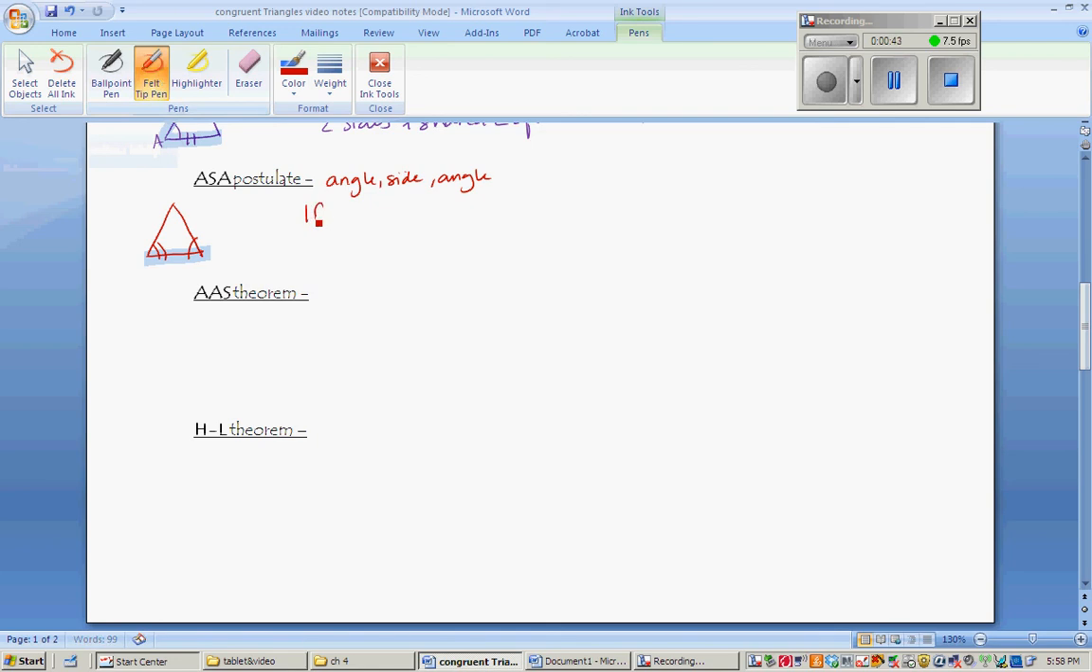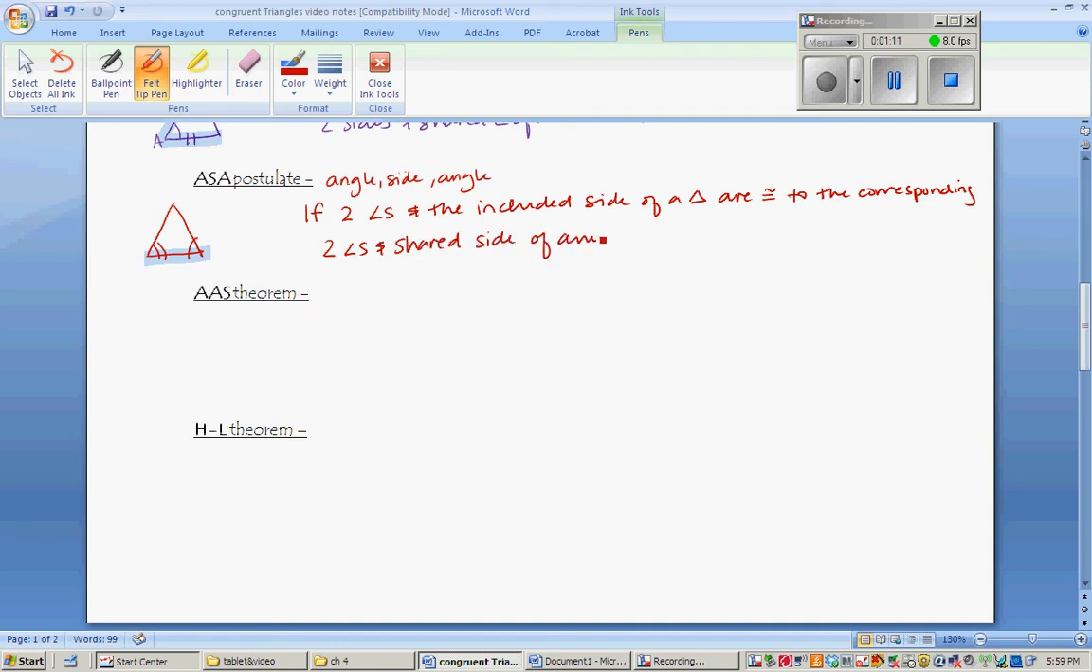So, if two angles and the included side of a triangle are congruent to the corresponding two angles and included side of another triangle, then the triangles are congruent.